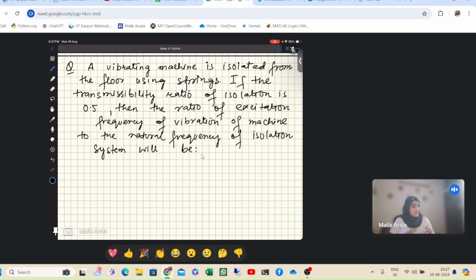So basically, you are given a vibrating machine. We have isolated it from the floor using some springs, and the transmissibility ratio also has been given to you. Now it has asked for the ratio of excitation frequency of vibration of the machine to the natural frequency. So basically it is asking about omega by omega n, right? The ratio of excitation frequency of vibration of the machine, that is omega, to the natural frequency. So basically R has been asked in this question. So try to solve it and tell me what you are getting.